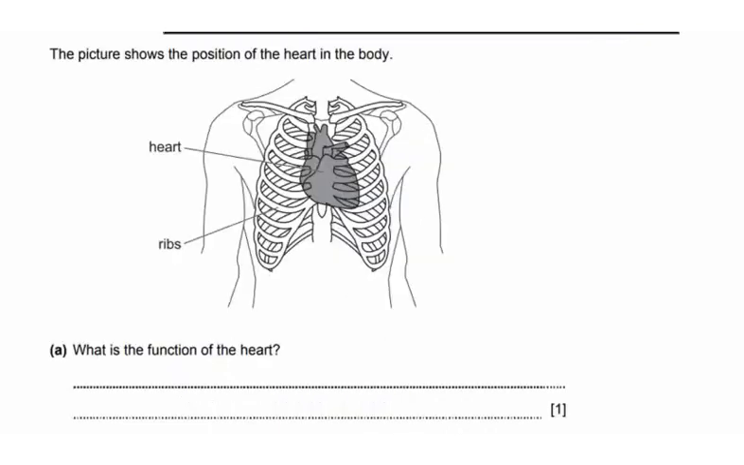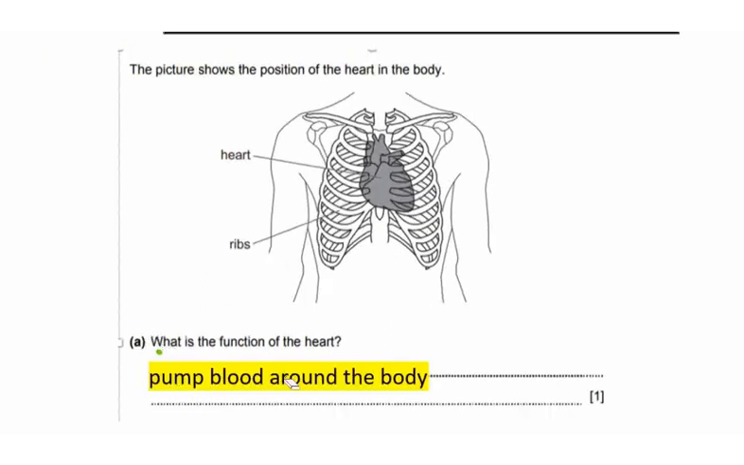This is question 4A. Let's read together. The picture shows the positions of the heart and ribs in the body. What is the function of the heart? 10 seconds from now. So the answer is it pumps blood around the body. That's the function of the heart. Let's move to the next question.